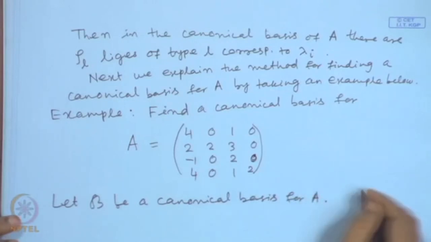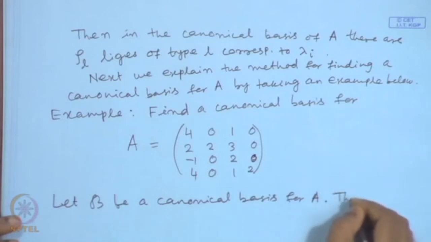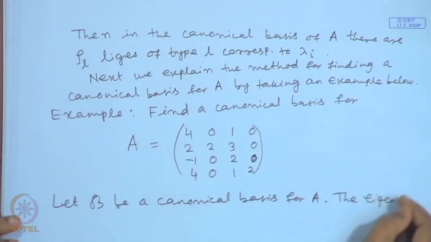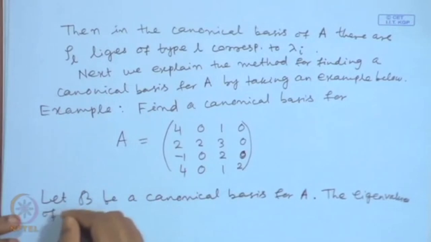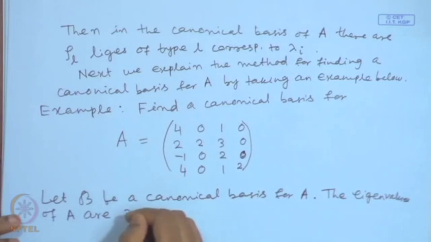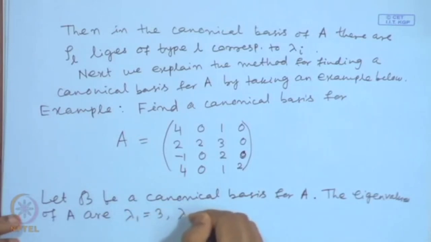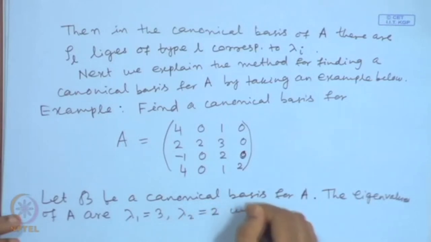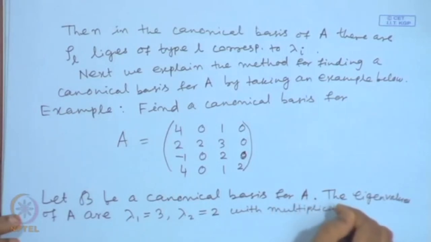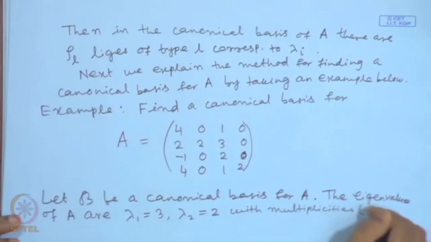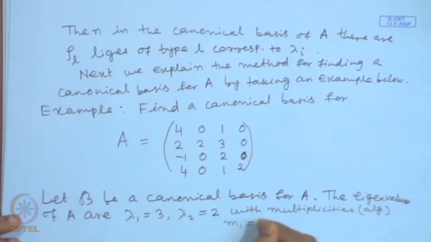So here we find a canonical basis for A in the following manner. Let B be a canonical basis for A. First we compute the eigenvalues of this matrix A: λ_1 is 3, λ_2 is 2, with algebraic multiplicities m_1 is 2 and m_2 is 2.